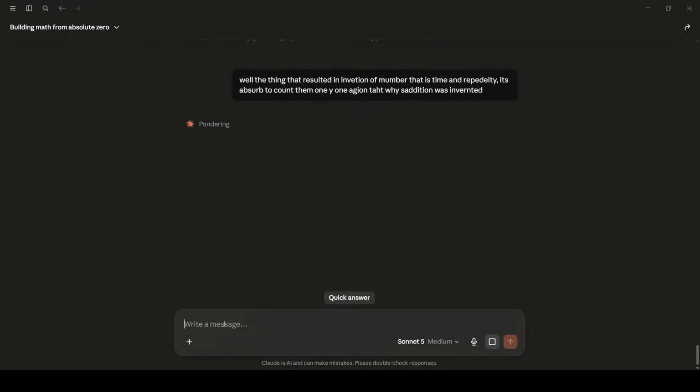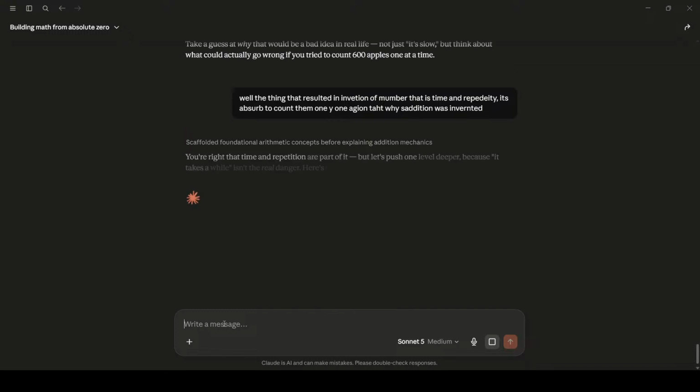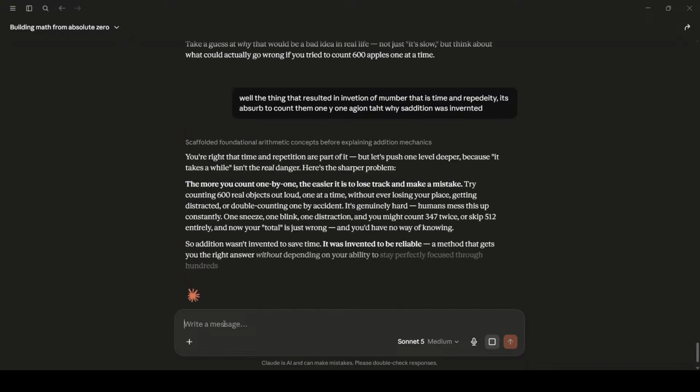Now, as we are in an era of modern technology, things like addition seem really simple. But if you really think about it, even a simple thing like numbers, addition has a long history. So, yeah, you're right about that. Let's push one level deeper because it takes a while, isn't it? Here's the start of the problem.